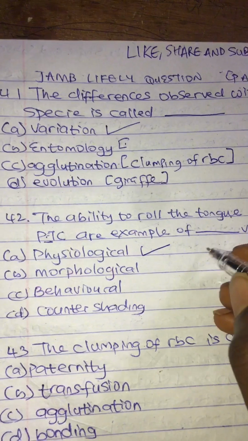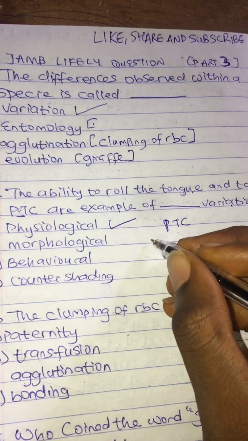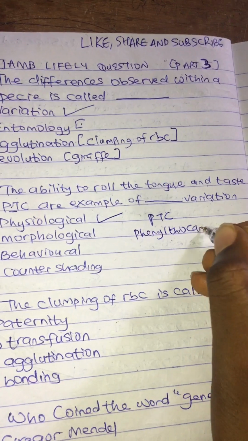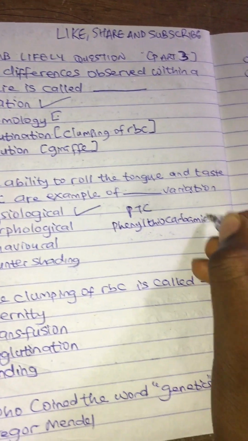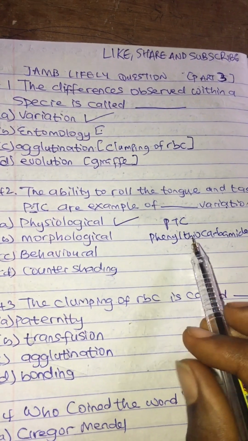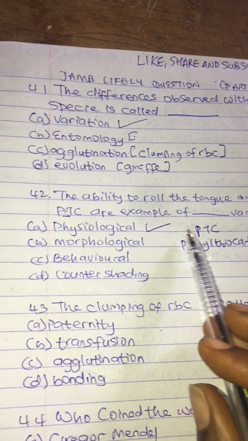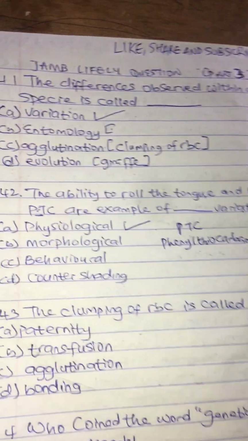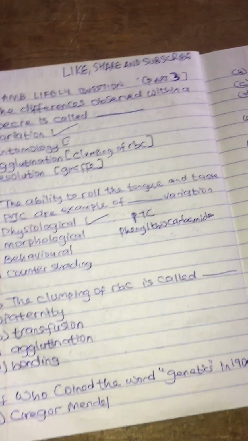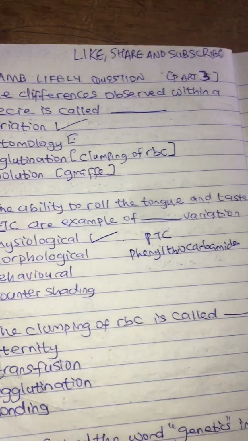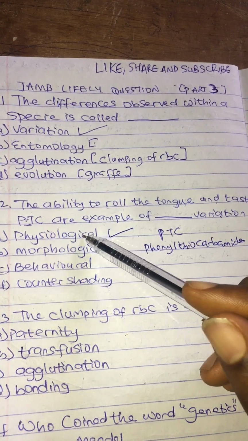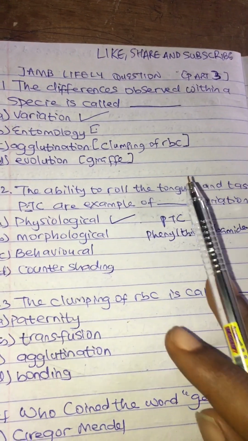Some people don't know the meaning of PTC. PTC means phenylthiocarbamide. That's the meaning of PTC. And we all know that physiological deals with the function. So physiological cannot be seen. The ability to roll the tongue cannot be seen. So that's what makes physiological the correct answer.